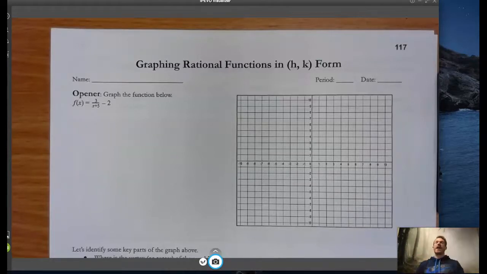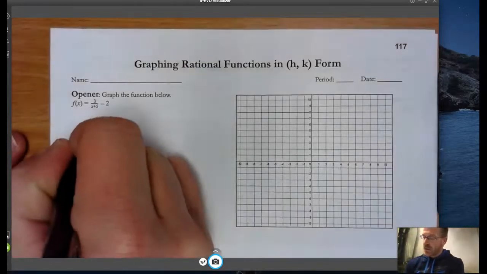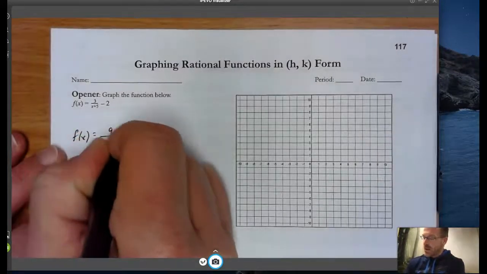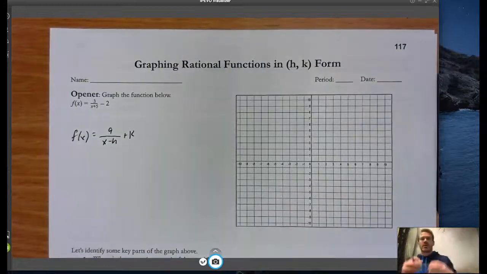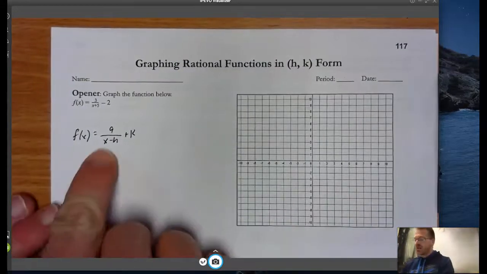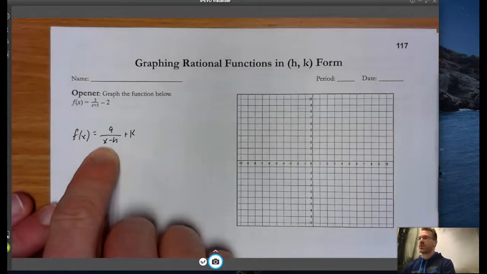All right, so let's take a look at this problem and see exactly what you remember. The first thing we talked about is that every rational function in this form, which we said was HK form, f of x equals a over x minus h plus k, has an h value we look at first, and that's going to give us a vertical asymptote.